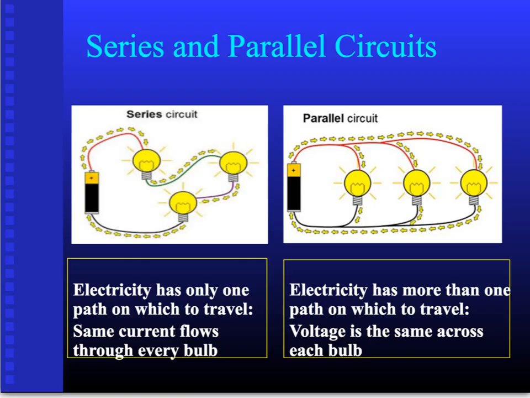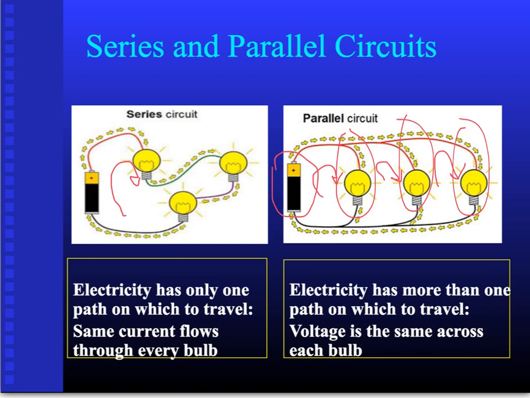Okay, quick review. Remember, in a series circuit, we have one path for the current to flow through all three loads or lamps in this case, which represent resistances to the flow of current. In a parallel circuit, we have more than one path. We have three paths for the current to flow. The difference is, in a parallel circuit, the voltage of the battery is the same across all three lamps or resistances.